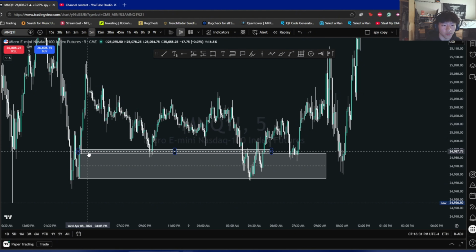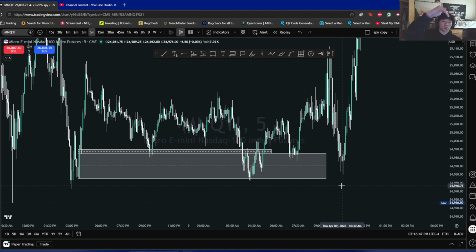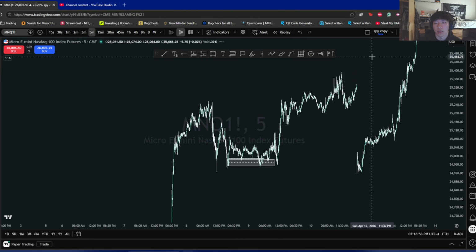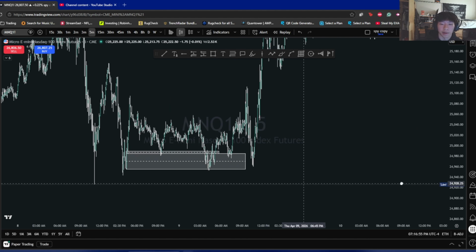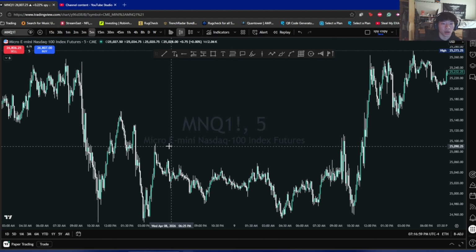Price respects the fair value gap and heads higher, comes down, price respects it, goes higher, then price comes down and fully takes out the liquidity sweep. It takes out pretty much all of the order block, which means price came in and got all of the orders, and then we were able to head higher, which is why we ended up so much higher. And yeah, that's pretty much all I got in this video.